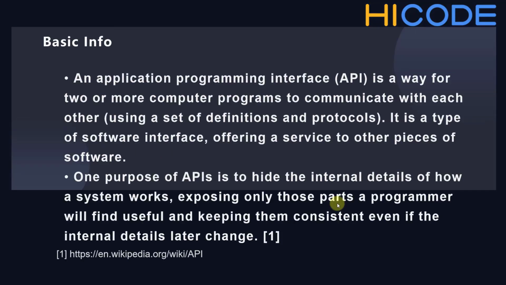First, the introduction. API is short for Application Programming Interface, and it is a way for two or more computer programs to communicate with each other, using a set of definitions and protocols. It is a type of software interface, offering a service to other pieces of software. One purpose of APIs is to hide the internal details of how a system works, exposing only those parts a programmer will find useful and keeping them consistent even if the internal details later change, so that users can use the system without knowing how it works.